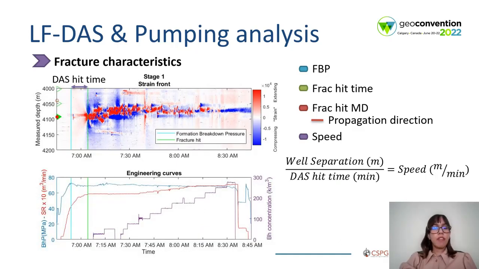Next, we calculated the fracture propagation speed, assuming the fracture propagates perpendicular to the well. The separation between the treated well and the monitoring well is divided by the difference in time between the formation breakdown pressure and the frac hit, which we call the dust hit time.